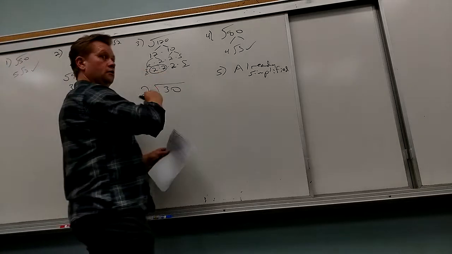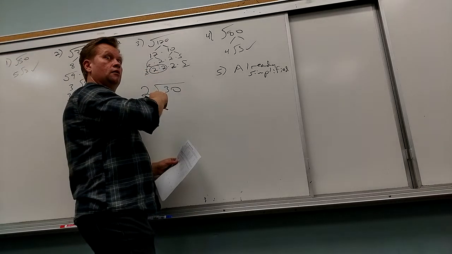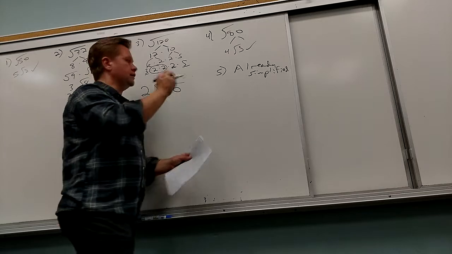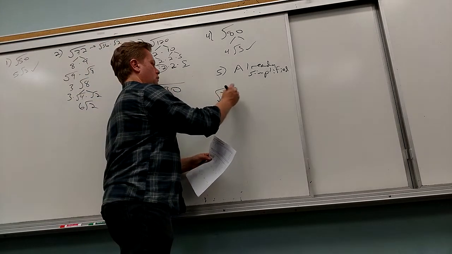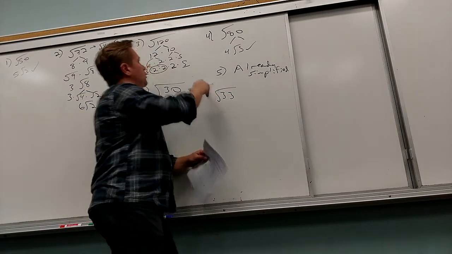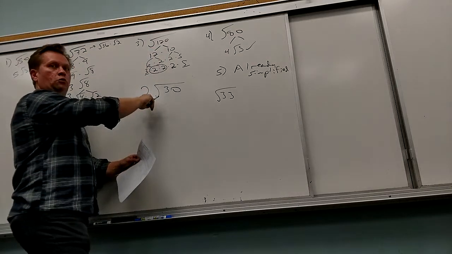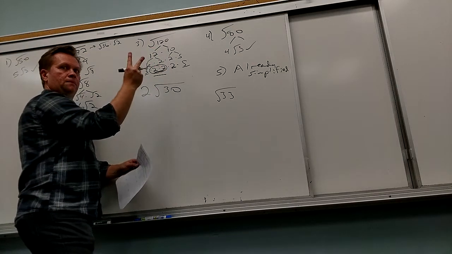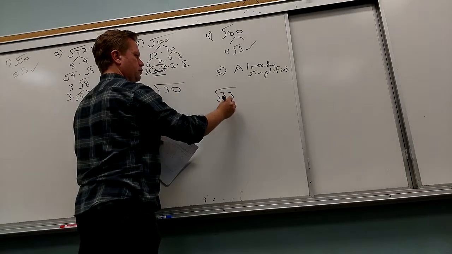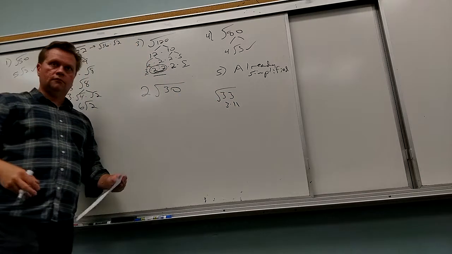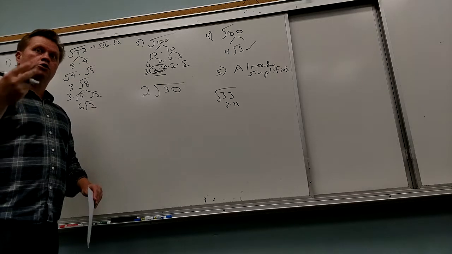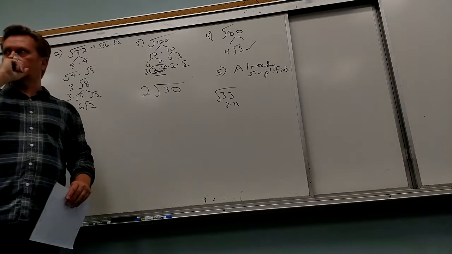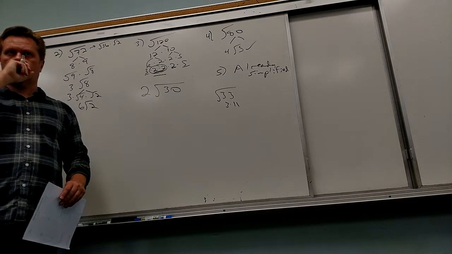Would it be wrong if I put 11 root 3? Why is that wrong? The only way a square root works, what did we do here? What did we put out? A 2. Why was I able to put a 2 there? Because there were 2 of them. I have 1 3 and 1 11. The square root requires 2 of something. Does that make sense?